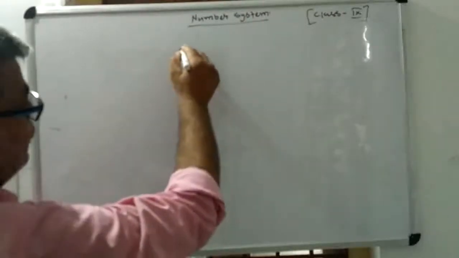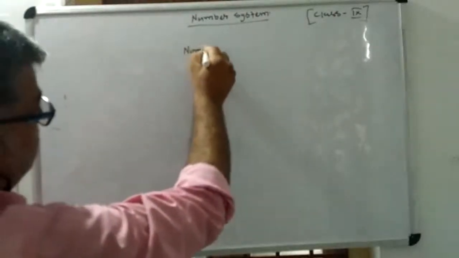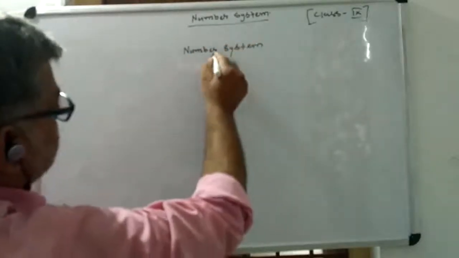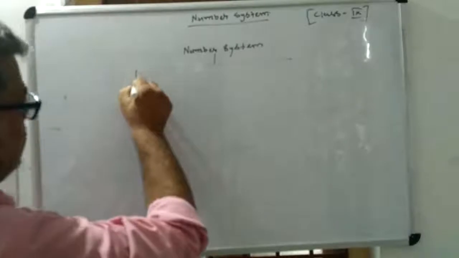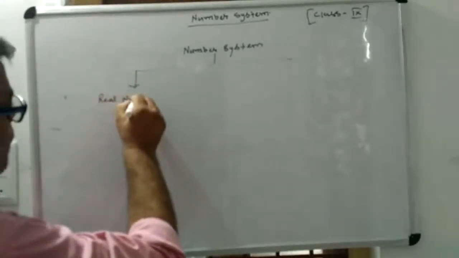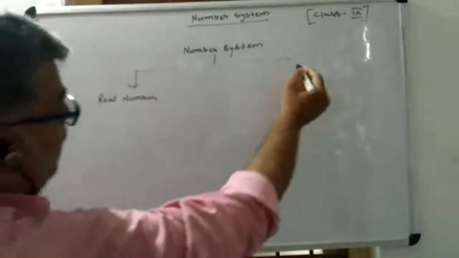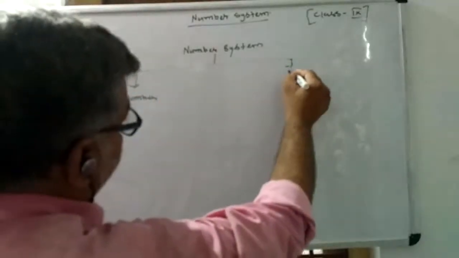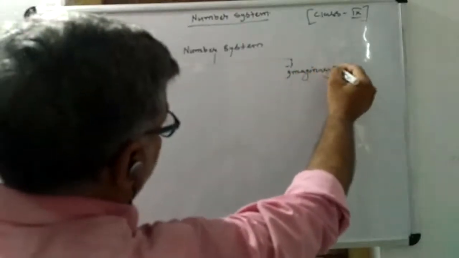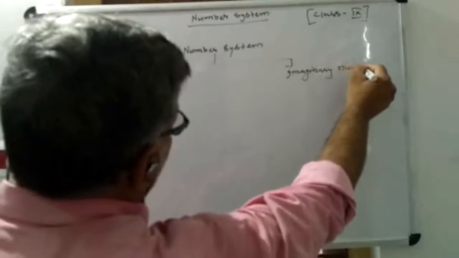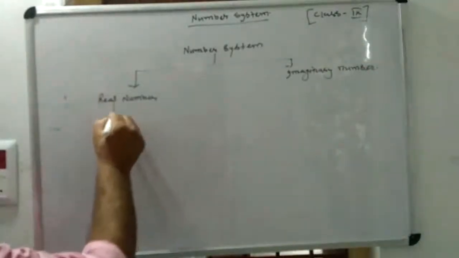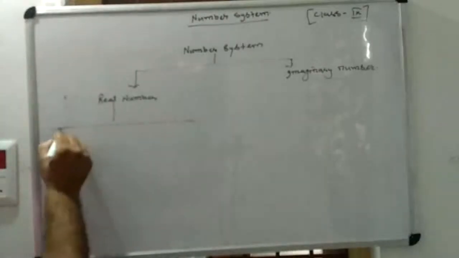Number system consists of mainly two parts. When we talk about the number system, it is of two types. One is real number and one is imaginary number. Imaginary number is not in your syllabus. You will read about it in your higher classes. But the real number is again of different types.